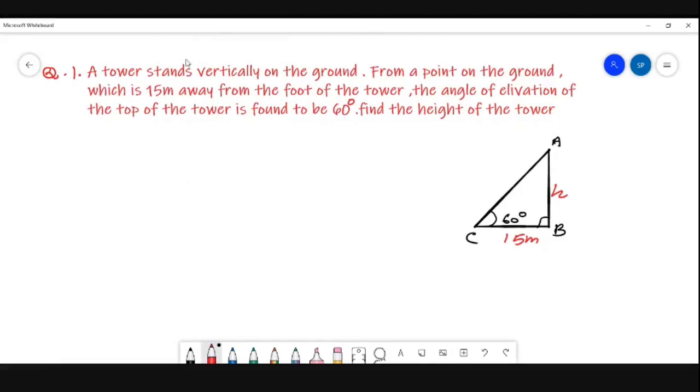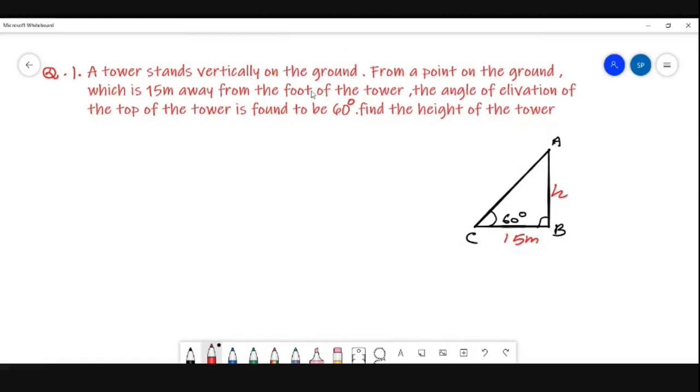A tower stands vertically on the ground. From a point on the ground which is 15 meters away from the foot of the tower, the angle of elevation of the top of the tower is found to be 60 degrees. Find the height of the tower.